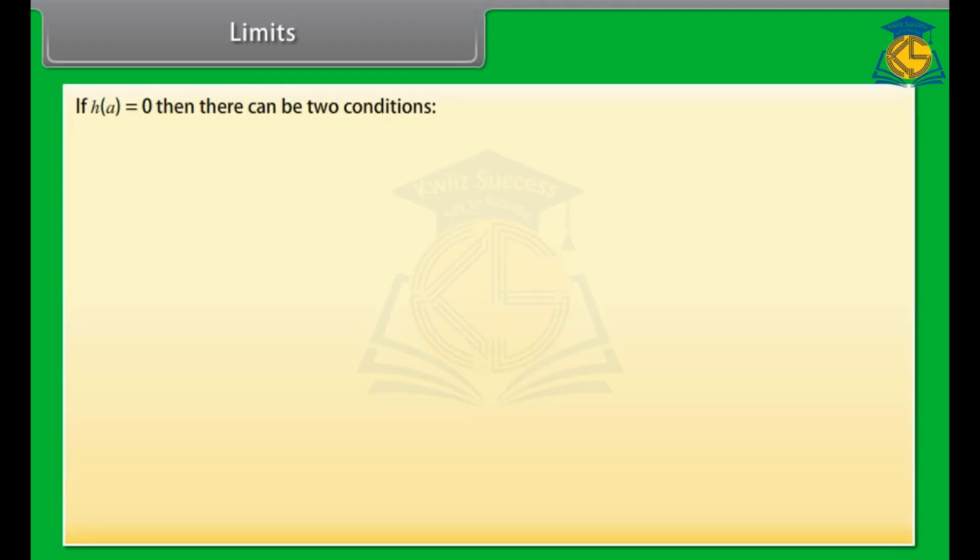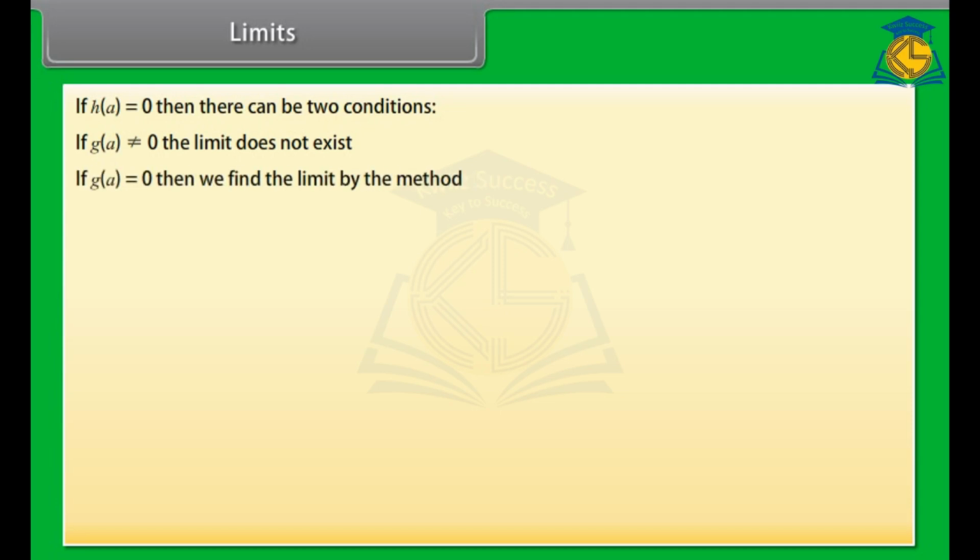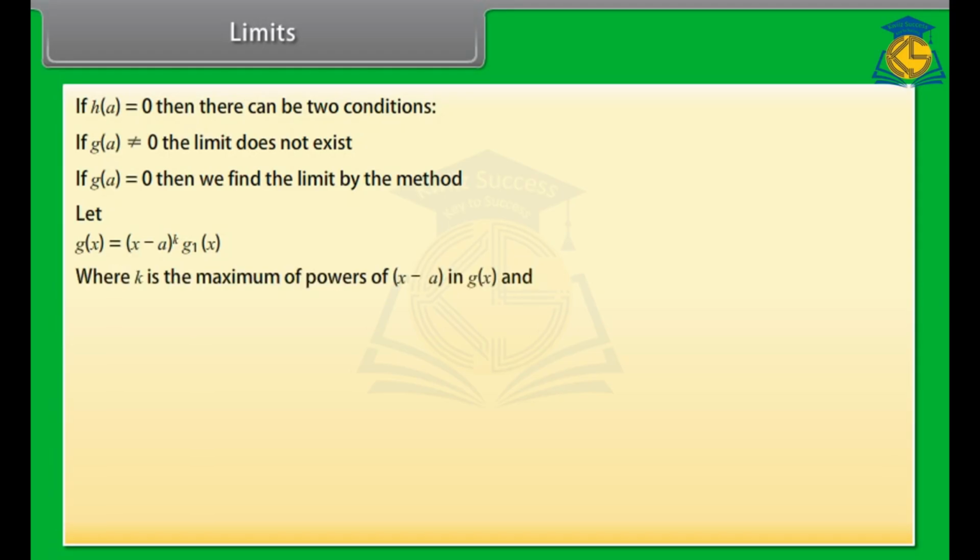If h(a) is equal to 0, then there can be two conditions. If g(a) not equals to 0, the limit does not exist. If g(a) is equal to 0, then we find the limit by the following method. Let g(x) is equal to (x minus a) raised to the power k multiplied by g1(x), where k is the maximum of powers of (x minus a) in g(x), and h(x) is equal to (x minus a) raised to the power l multiplied by h1(x), as h(a) is equal to 0.